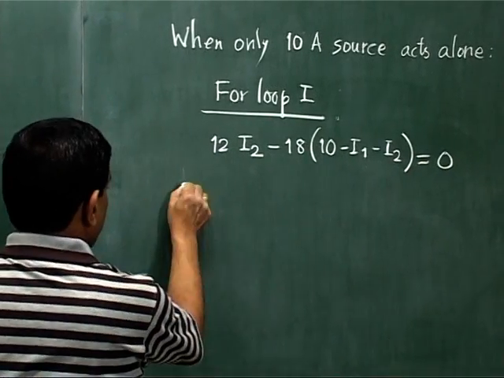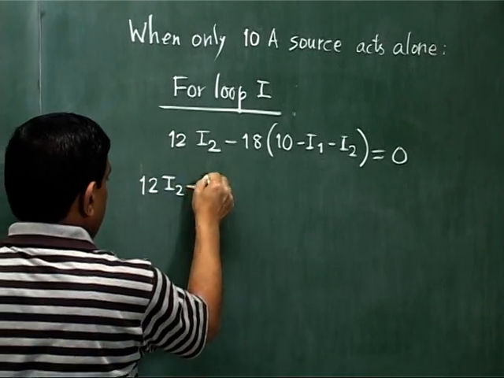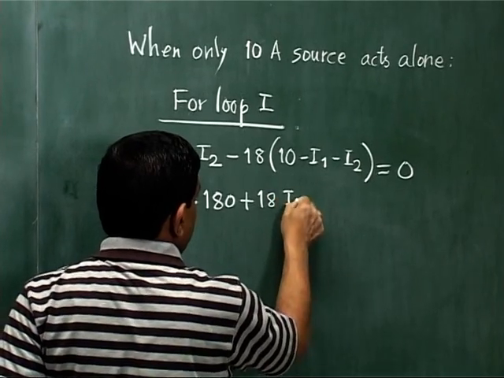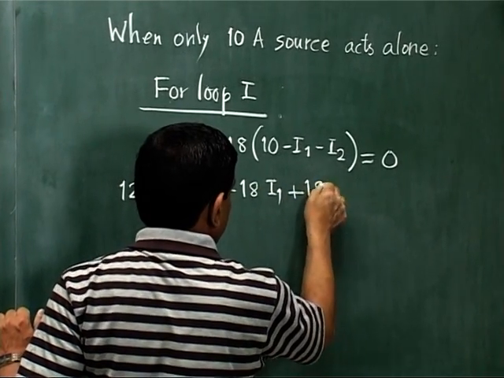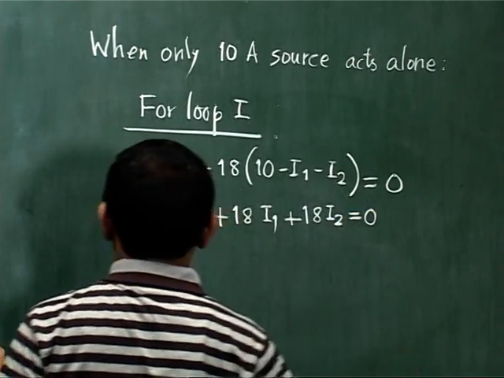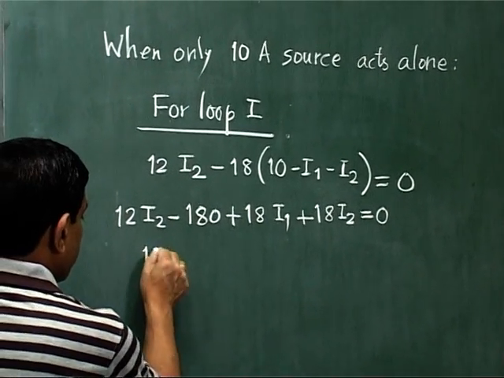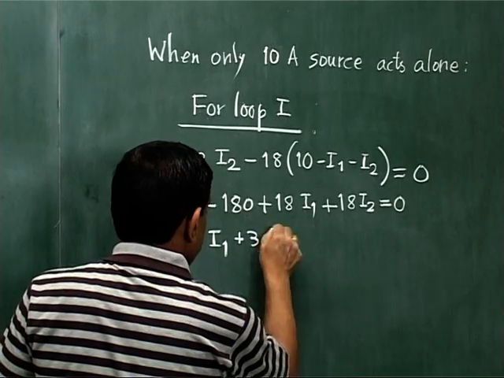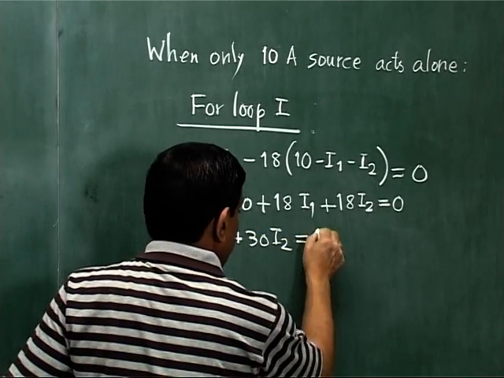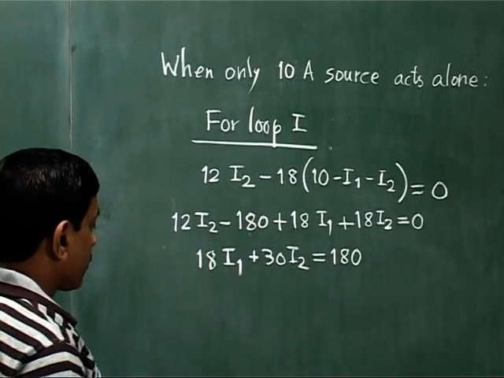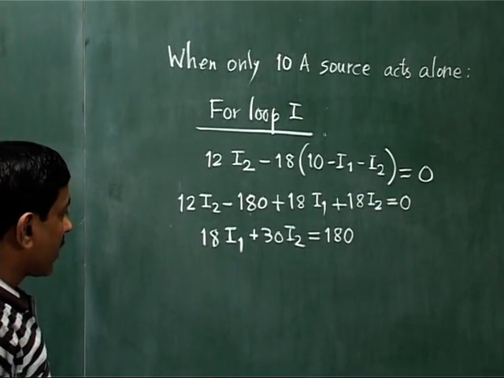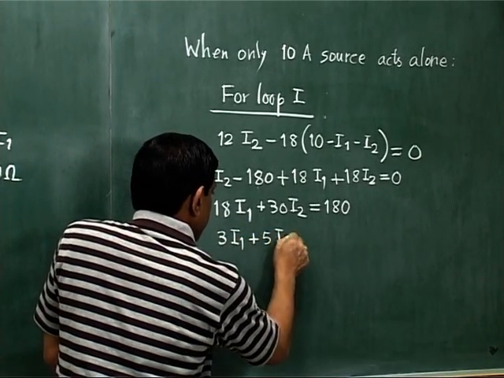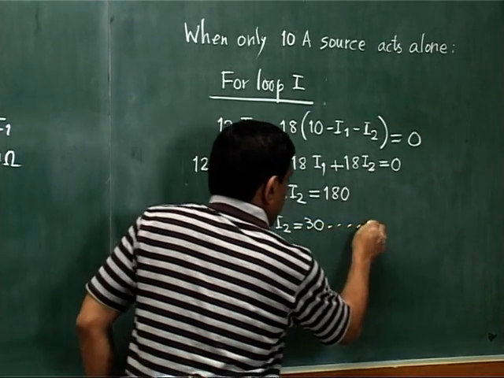Let us simplify it. So 12 I2 minus 180, then it will be plus 18 I1 and plus 18 I2 equal to 0. So here 18 I1 and 18 I2 plus 12 I2 is 30 I2, and this 180 we take to the other side. Further we can divide by a common factor, say 6, so it will be 3 I1 plus 5 I2 equal to 30. This will be our equation 1.